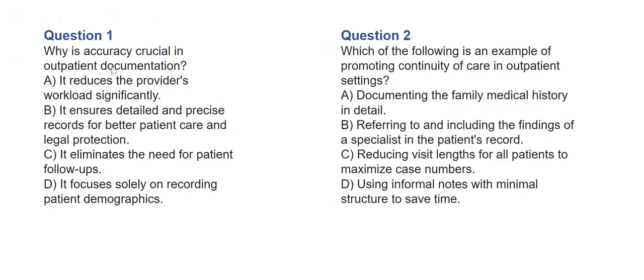Question 1. Why is accuracy crucial in outpatient documentation? A. It reduces the provider's workload significantly. B. It ensures detailed and precise records for better patient care and legal protection. C. It eliminates the need for patient follow-ups. Or D. It focuses solely on recording patient demographics.